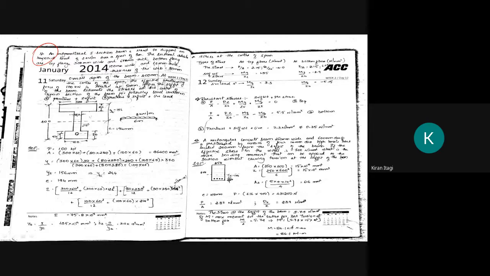One more thing: in any design subject, you have to read the question at least twice, because if you read the whole question in a single stretch, you will forget some important things. So at least read twice.